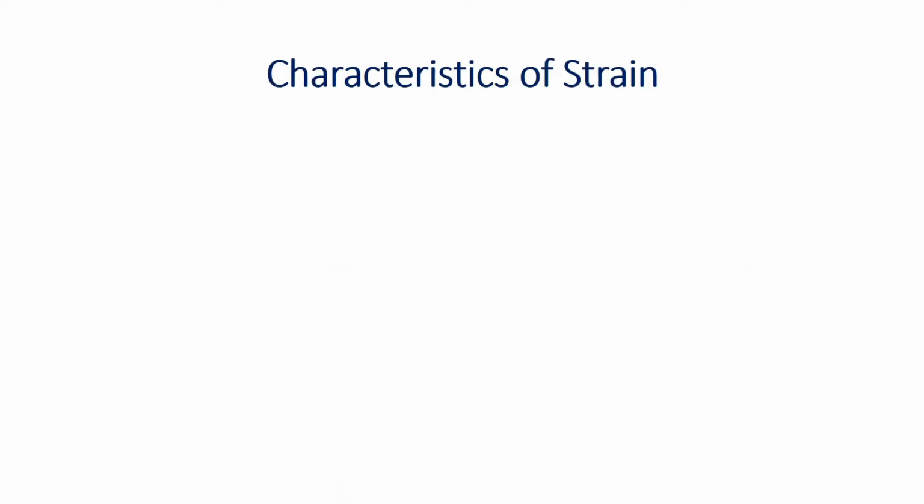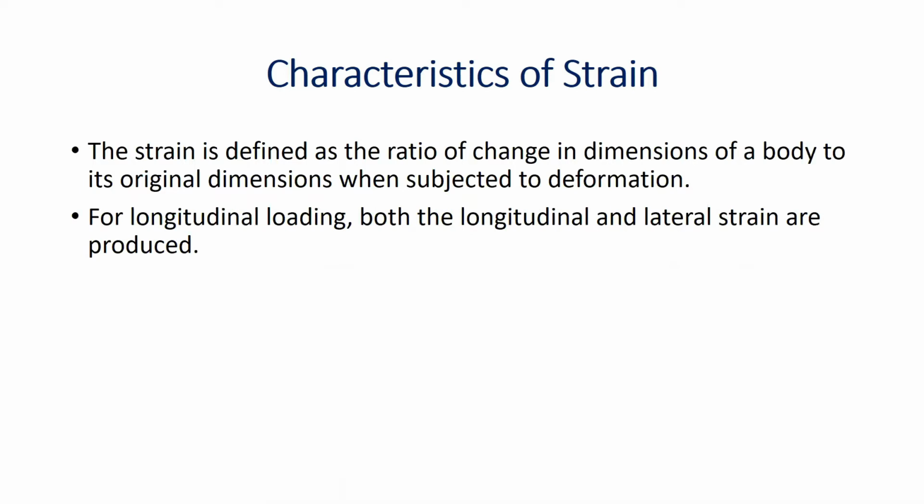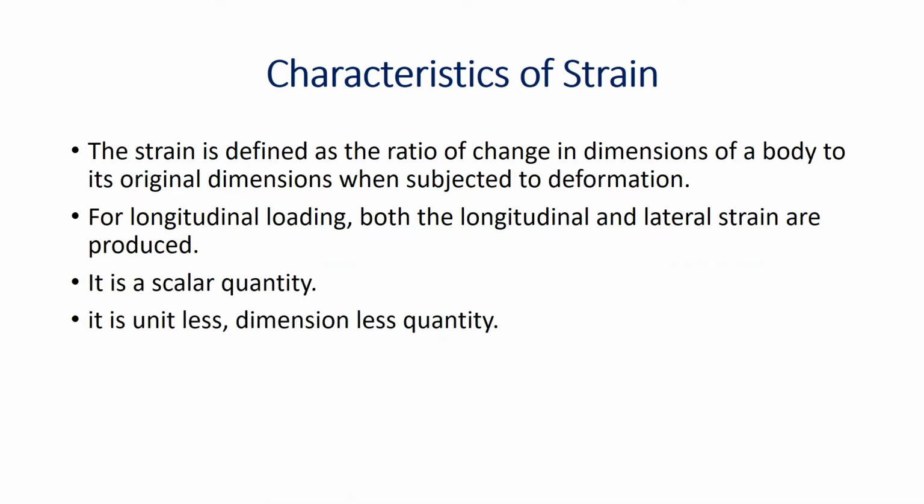Now let us study the characteristics of strain. Strain is defined as the ratio of change in dimensions of a body to its original dimensions when subjected to deformation. For longitudinal loading, both longitudinal and lateral strain are produced. This concept will be discussed in the concept of Poisson's ratio. It is a scalar quantity. As it is a ratio of two similar quantities, it is a pure ratio. Hence, it is a unitless, dimensionless quantity.